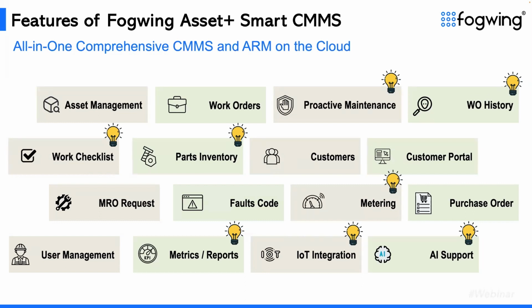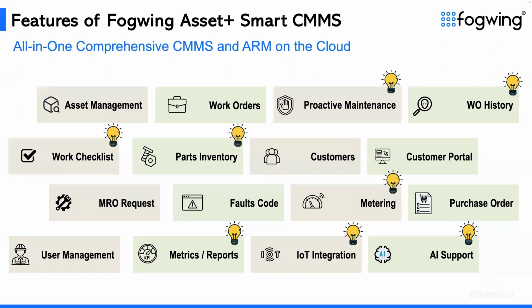So the fault code feature, and the IoT-based metering feature to gather the data from the machines using sensors. So how do we build the connectivity with the machines? How do we establish a connection? How do we gather that using metering? We can also do manual metering.